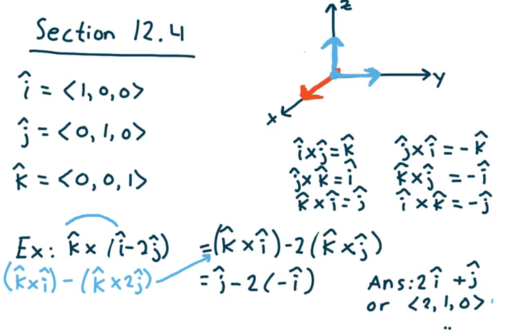But k cross i gives me j. k cross j gives me negative i. So I get j minus 2 times negative i. And so the answer is 2i plus j, or the vector 2, 1, 0. And so notice we didn't set up one single determinant.